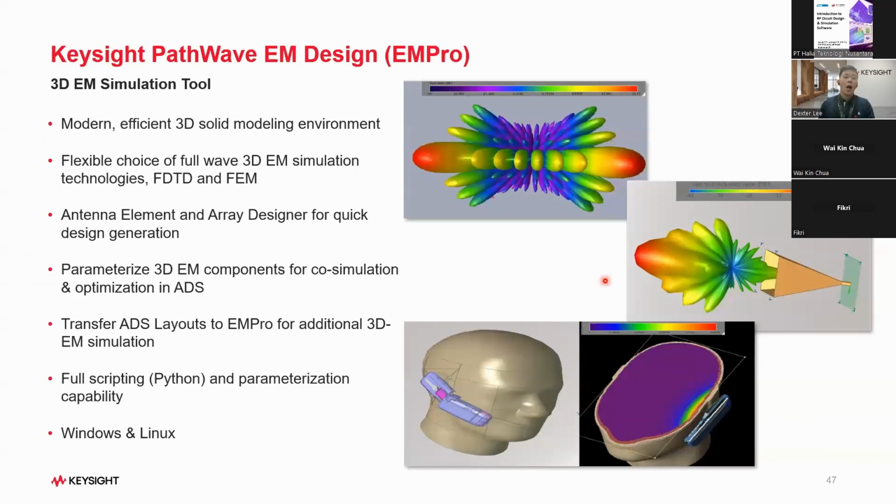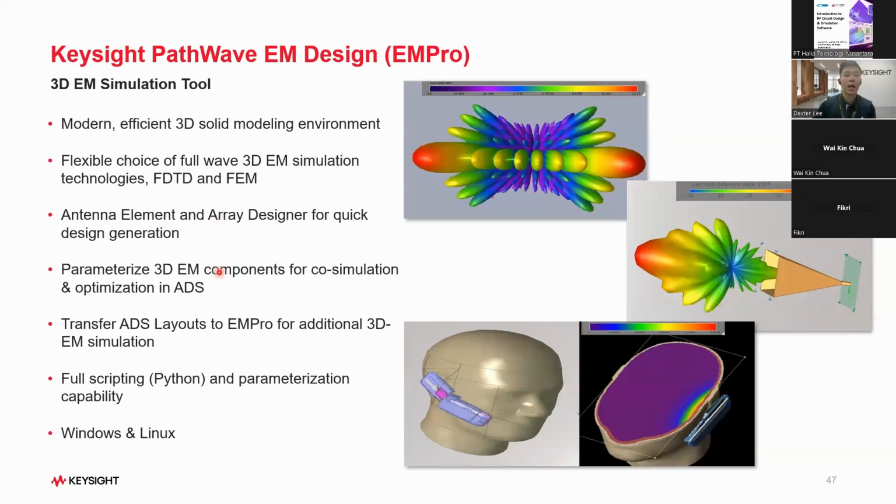Okay. So the next product that I would like to introduce to you is EM Pro. So what is EM Pro? EM Pro is sort of the equivalent to CST or HFSS. It's really on 3D modeling. And for EM Pro, we cover the FDTD and FEM engines. And we have some antenna element and array designers, which I'll show you in the next slide.